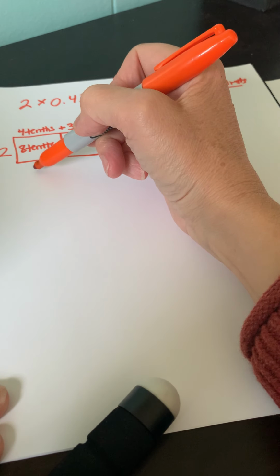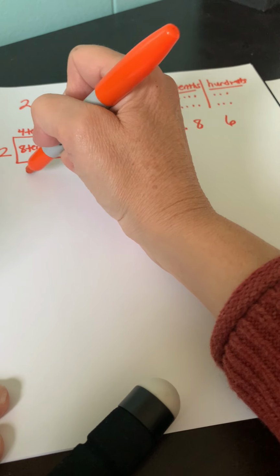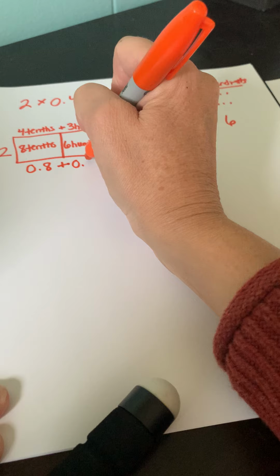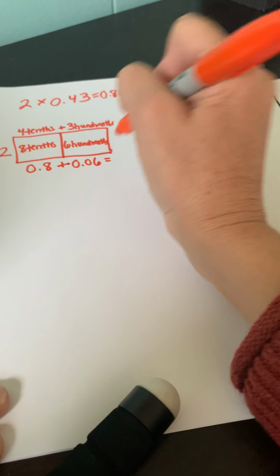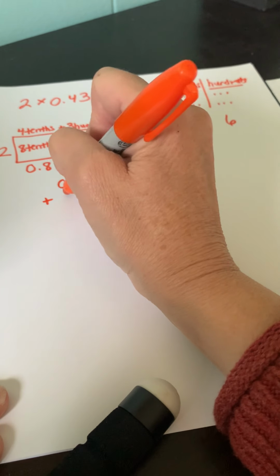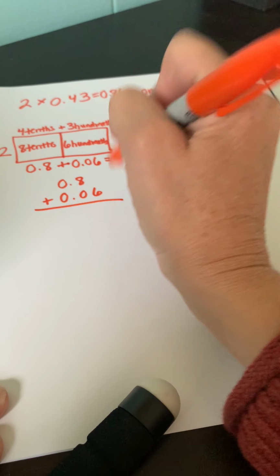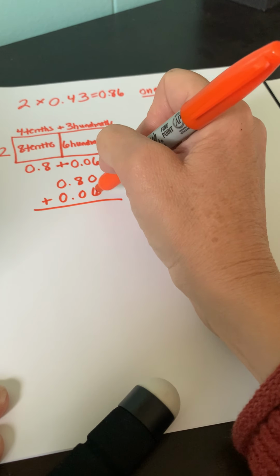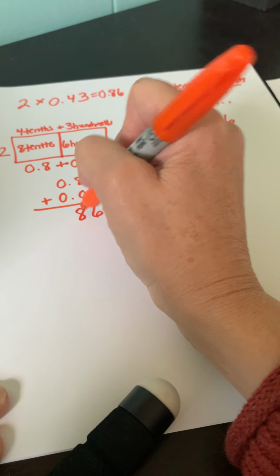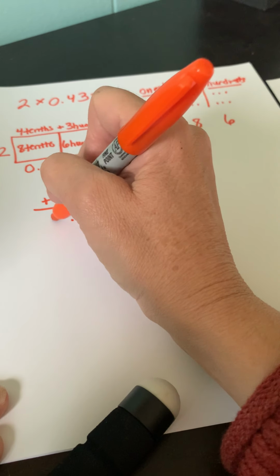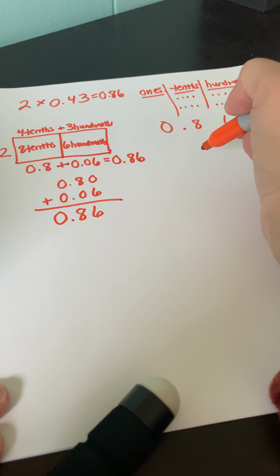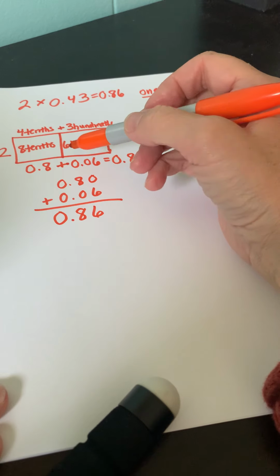Then I write the standard form underneath: 8 tenths plus 6 hundredths. Now I line these up vertically and add them together. 0 hundredths plus 6 hundredths is 6 hundredths. 8 tenths plus 0 tenths is 8 tenths. 0 ones plus 0 ones is 0 ones. 86 hundredths is my answer. It's the same answer I got with my chip model, but this was using my area model.